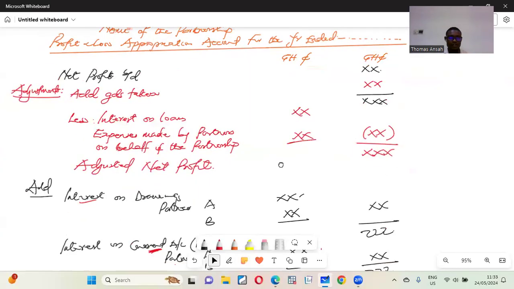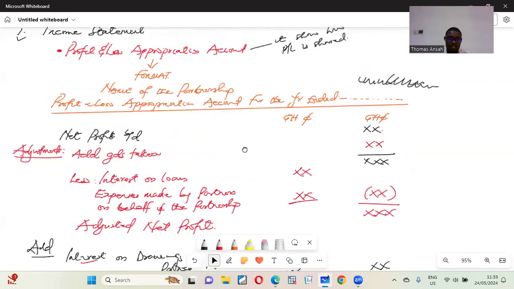Then I said that you will less interest on loan, because interest on loan is a charge against the entity's profit, and also any expenses done by a partner on behalf of the partnership. Why? He did it on behalf of the partnership. So there is an expense incurred by the partnership but paid by a partner, which means the partnership will owe that person money. So we less those expenses.